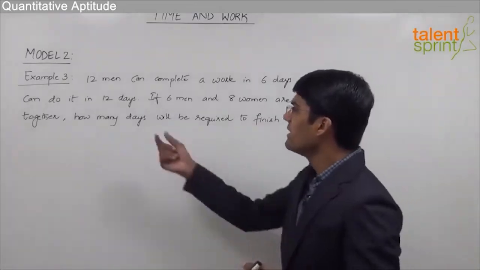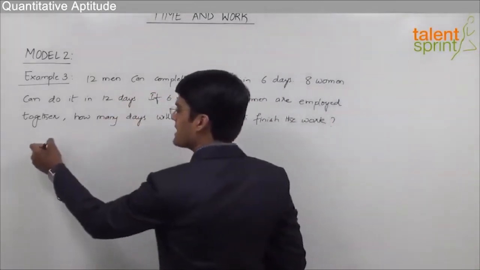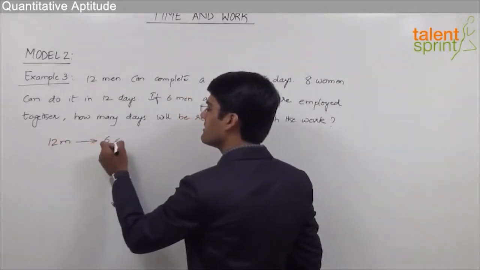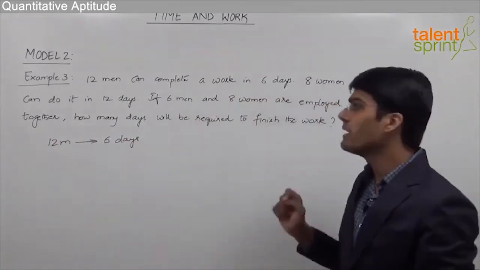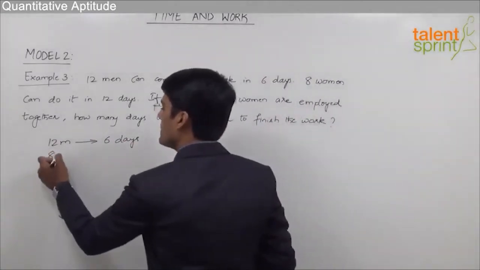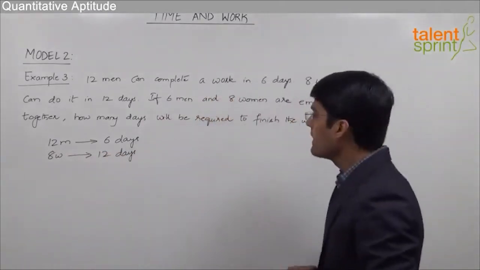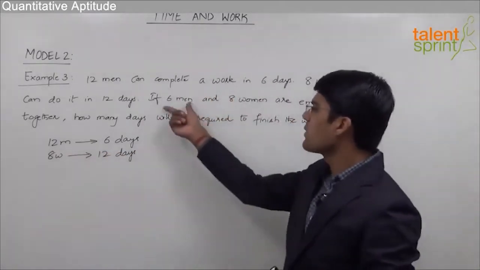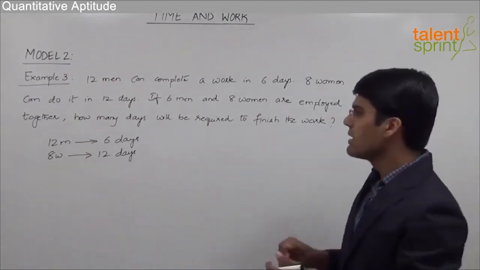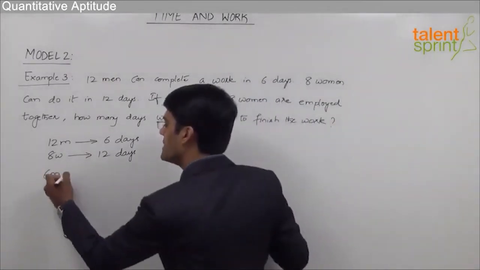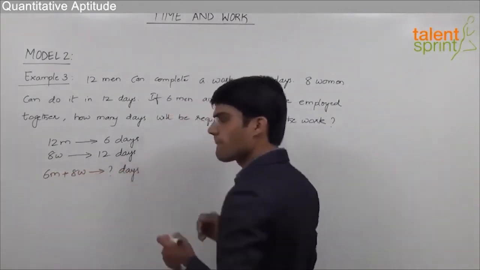So as you can see here, 12 men can do a piece of work in 6 days. So we can say that 12 men can do it in 6 days. The next statement says 8 women can do it in 12 days. So 8 women, when they work together, they take 12 days to finish the work. And we are supposed to find out the number of days required when 6 men and 8 women are employed together. That means when 6 men and 8 women work together, how many days will be required?